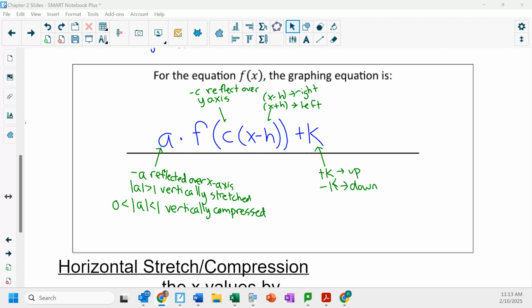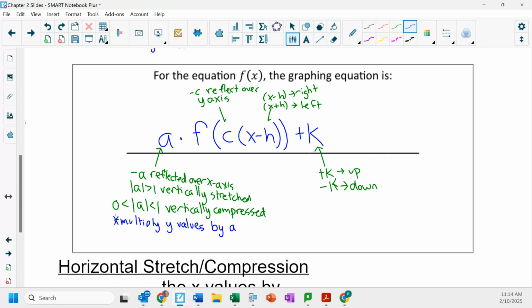If it's negative, it would reflect it over the x-axis. If that number is larger than 1, it would vertically stretch it. If the absolute value is between 0 and 1, we vertically compress it. So when we vertically stretch or compress, essentially what we are doing is we're multiplying the y values by that a. So you might want to make a little note here: multiply y values by the a.